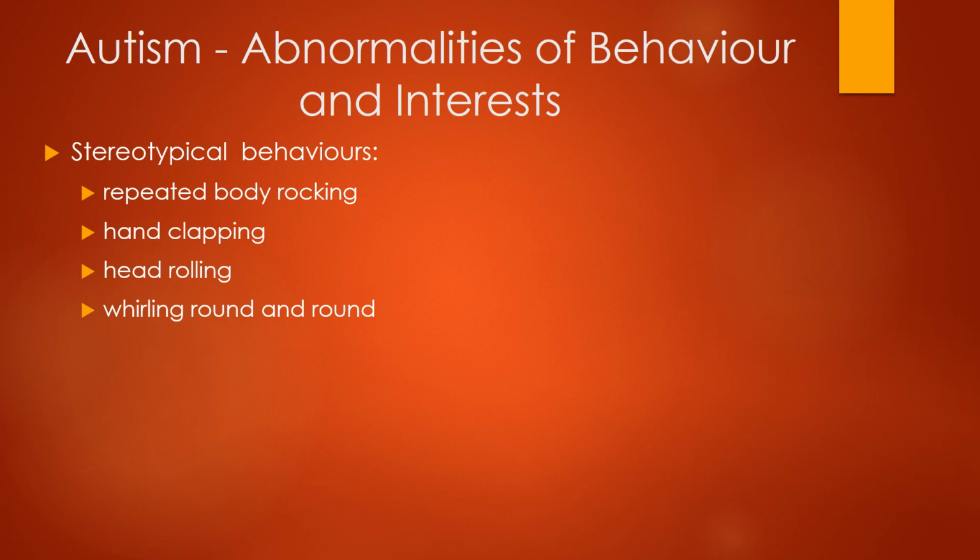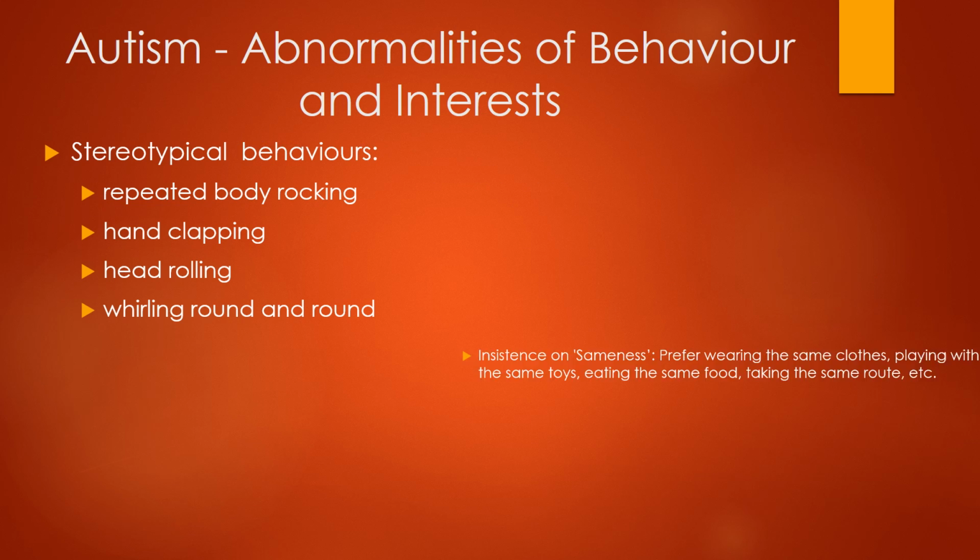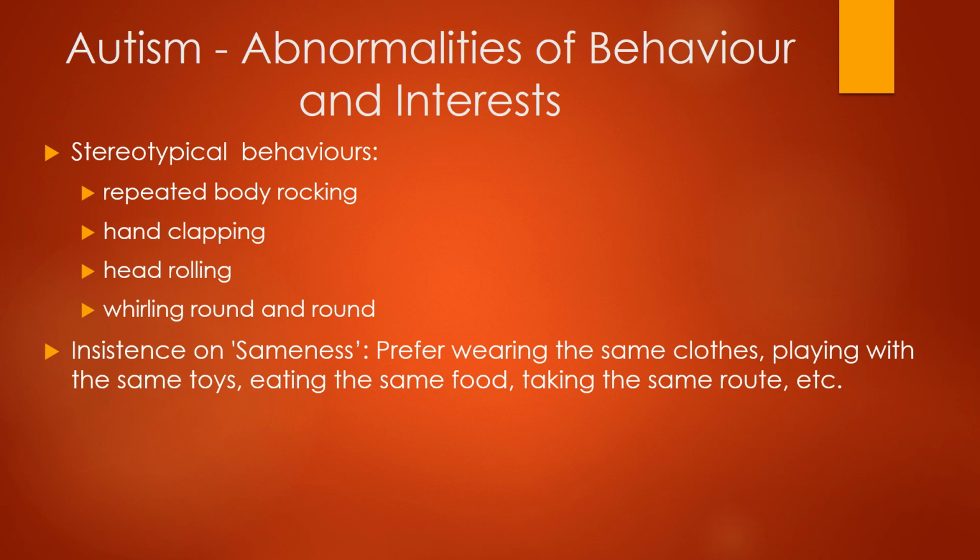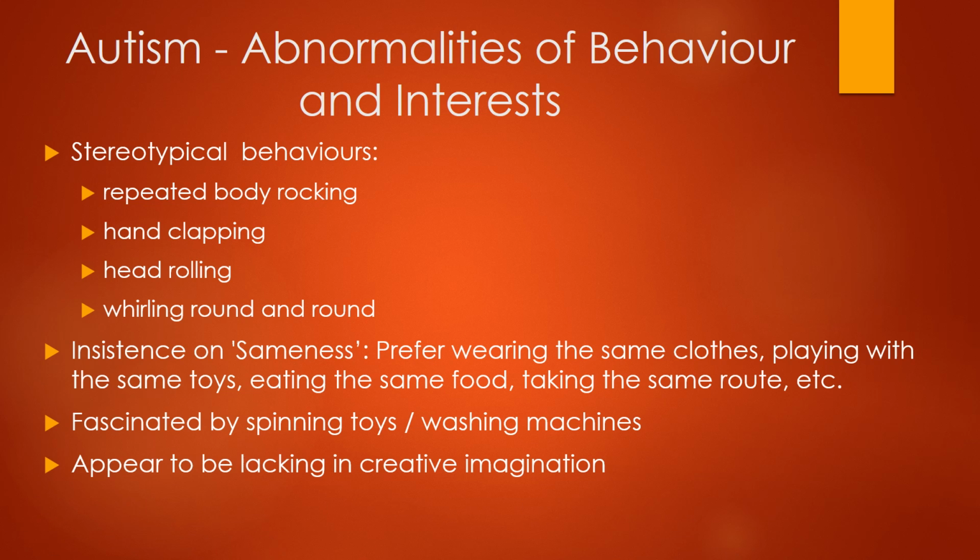There might be stereotypical behaviors like repeated body rocking, hand clapping, head rolling, or whirling round and round. There might be insistence on sameness. So the child might prefer to wear the same clothes, play with the same toys, eat the same food, take the same route, etc. There might be fascination with spinning toys or washing machines. And the child might appear to be lacking in creative imagination.